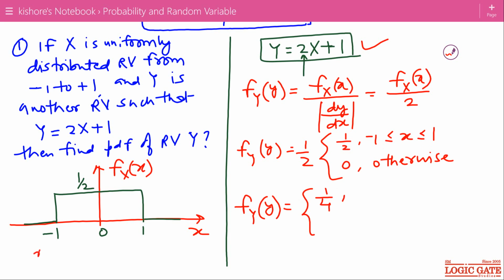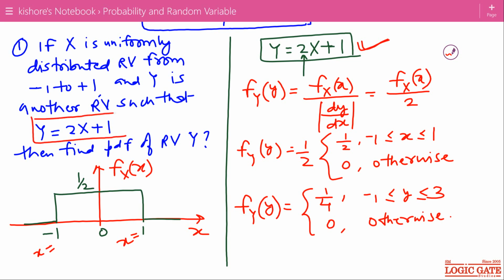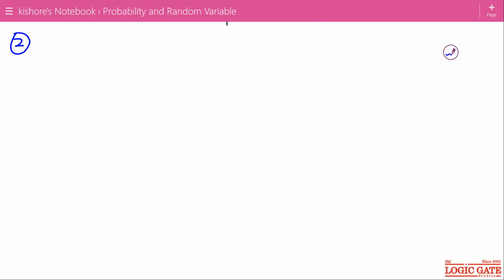See, if x is minus 1, then corresponding y should be minus 2 plus 1, that is minus 1, and when x is plus 1, then y is 2 plus 1, that is 3, and 0 otherwise. So this is the PDF of random variable y. Now we can see that this transformation is linear. So input random variable x is uniformly distributed, hence the output random variable y is also uniformly distributed from minus 1 to plus 3. Let's see the next example, where x is a random variable with Gaussian PDF.